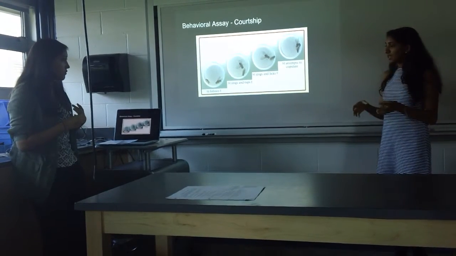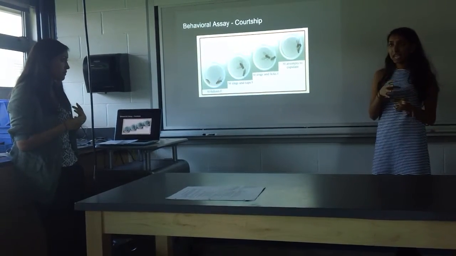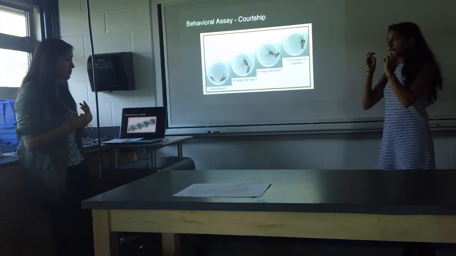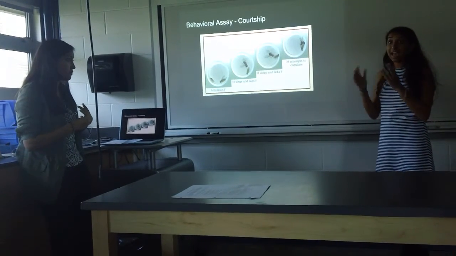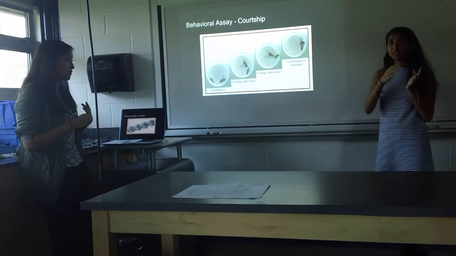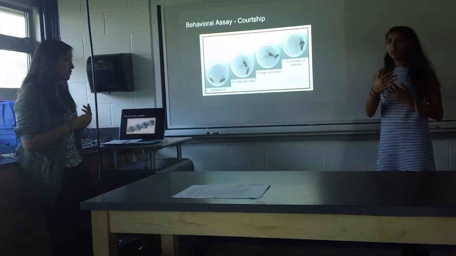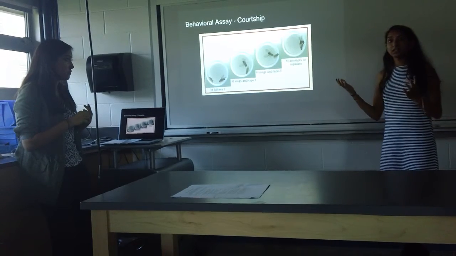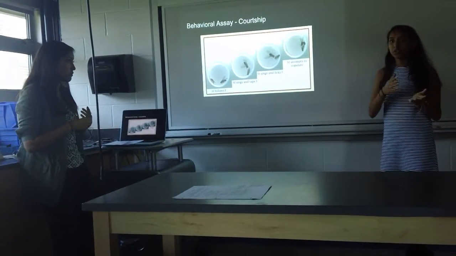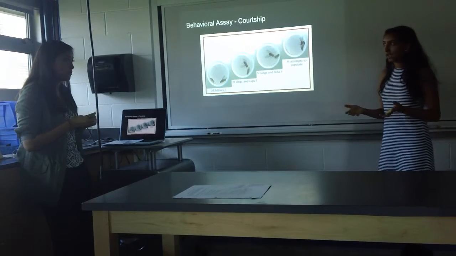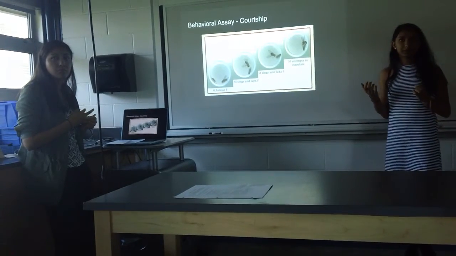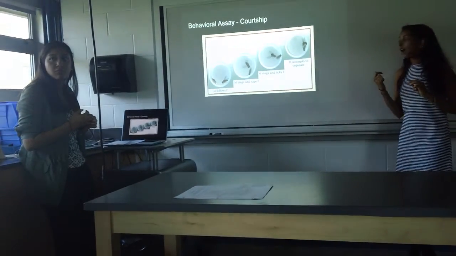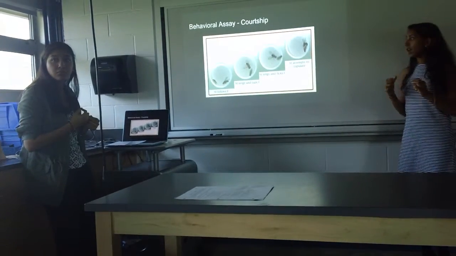And basically, if his behavior matches a wild type fly, then he hasn't learned anything. And if he's slower, if he doesn't court her as often, then he has learned from the rejection of the previous mated fly. Does that make sense? Any questions? Okay, keep going.